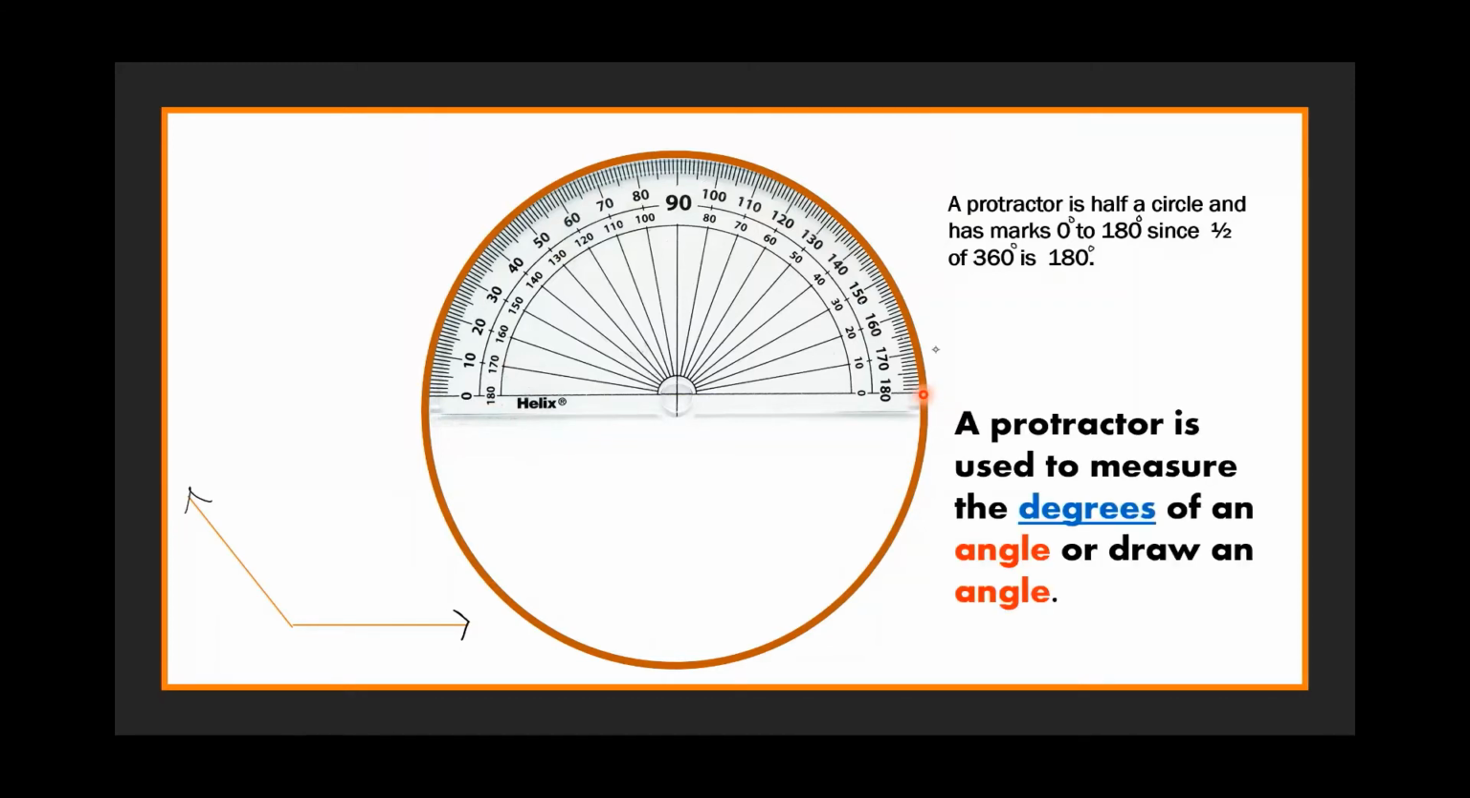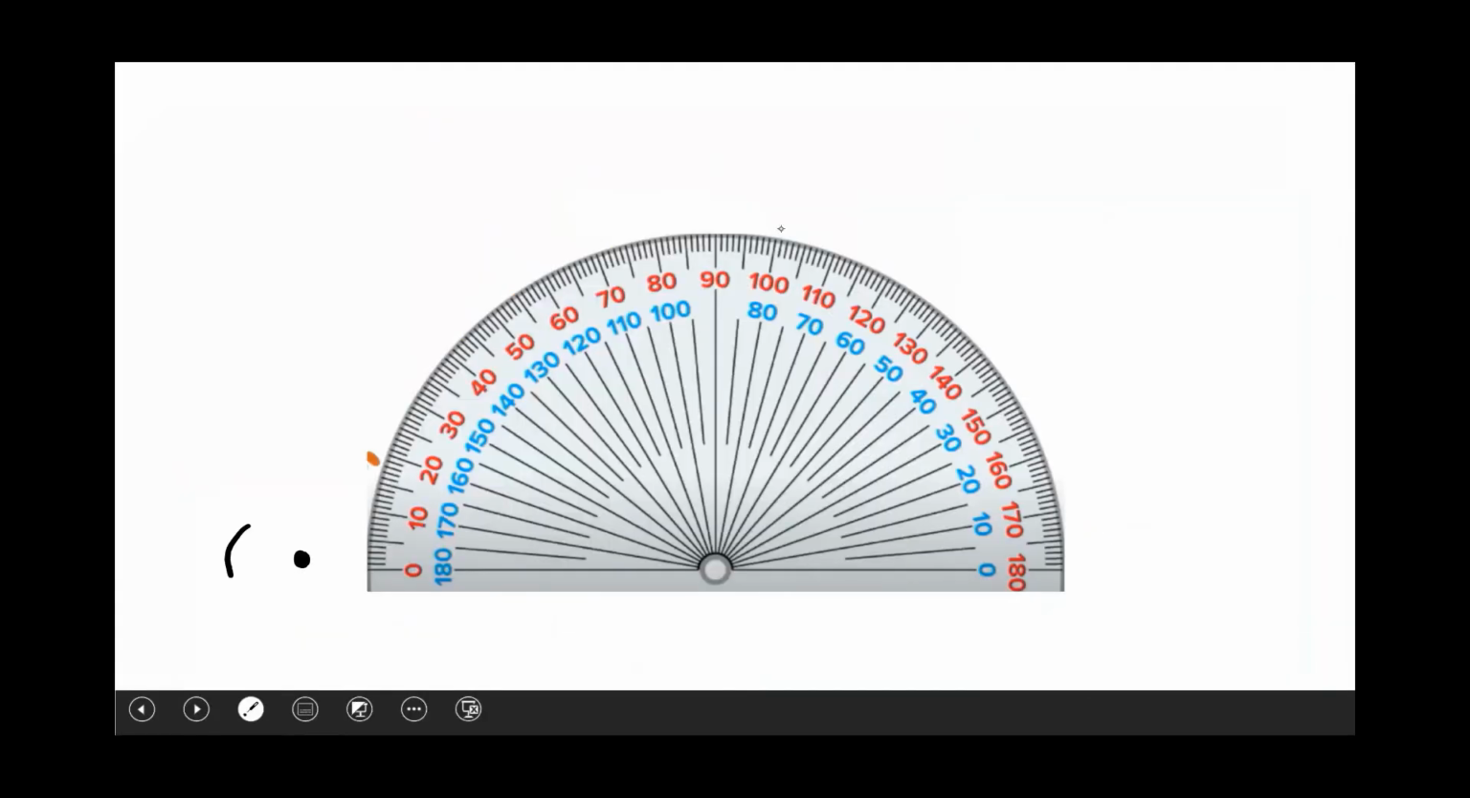A protractor is used to measure the degrees of an angle or draw an angle. If you want to draw any angle, like you can see here, you can use a protractor. And if you want to measure a given angle, you can also use a protractor. Now, there are two things in the protractor. There are two scales around the curve of the protractor, the outside and the inside curve.